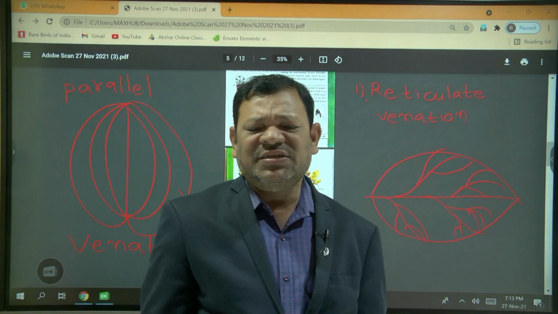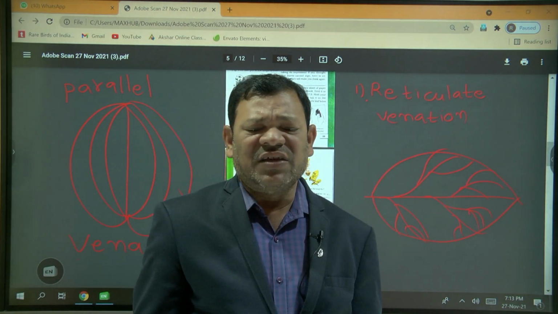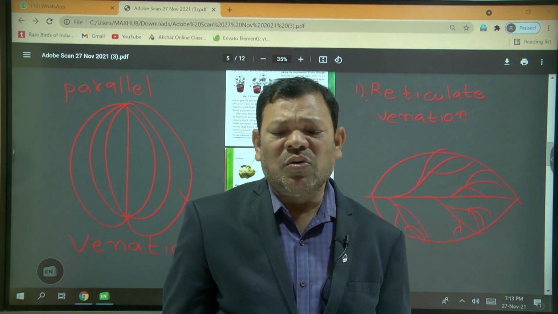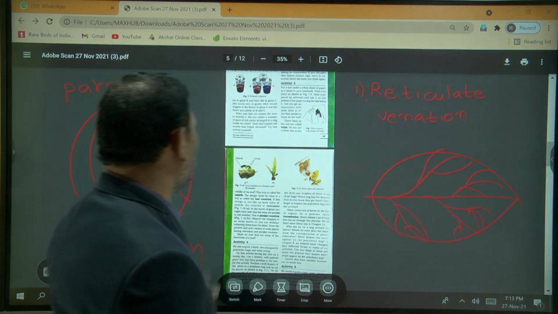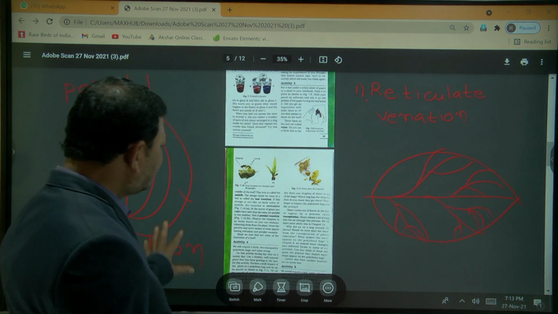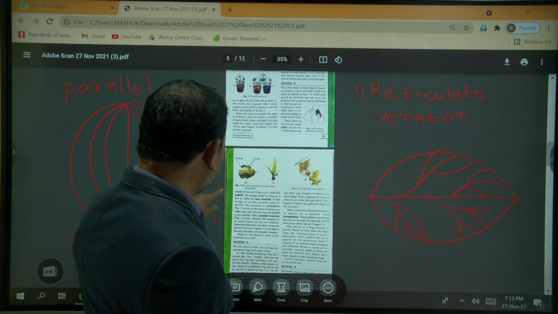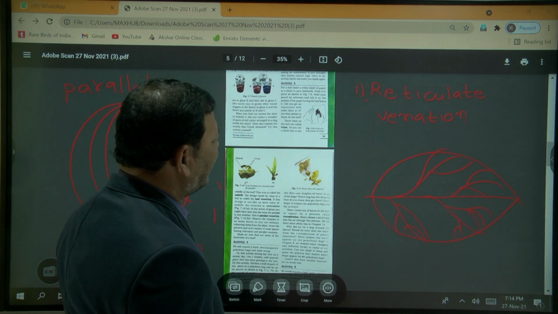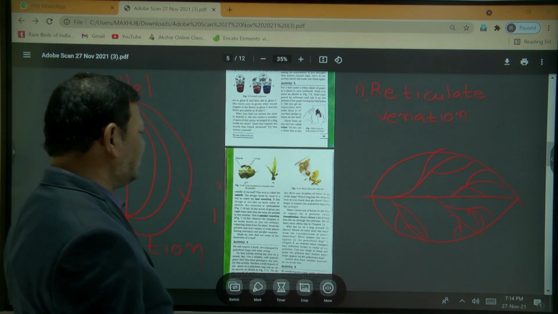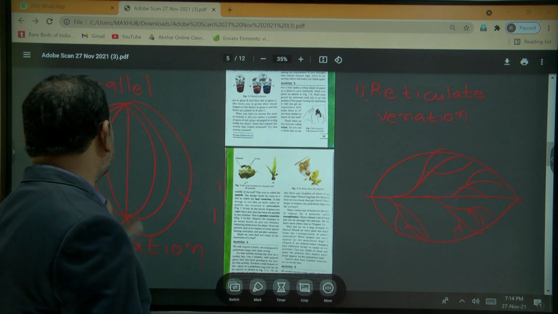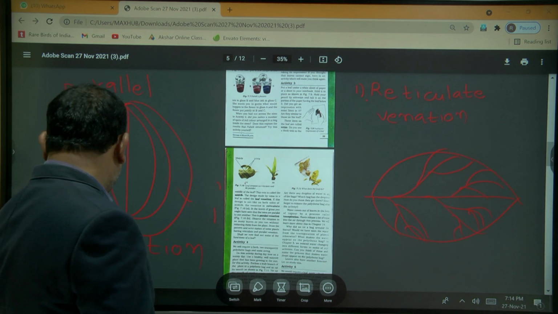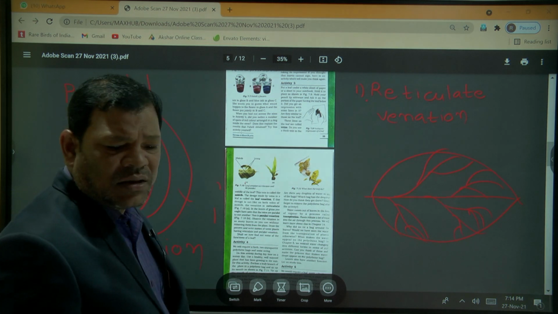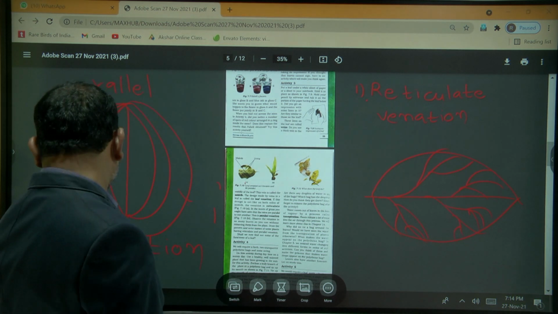Fibrous root system and parallel venation we can see in the monocotyledon. That is the characteristic feature of the monocotyledon. Okay, so what is my point? In the dicotyledon we can see the reticulate venation and taproot system. In the monocotyledon we can see the parallel venation and the fibrous root system. Are you clear? Yes.